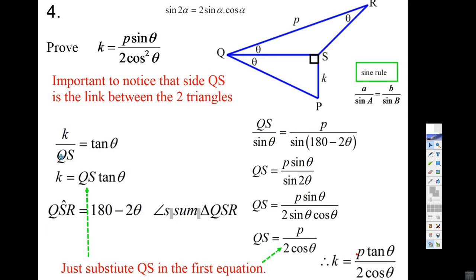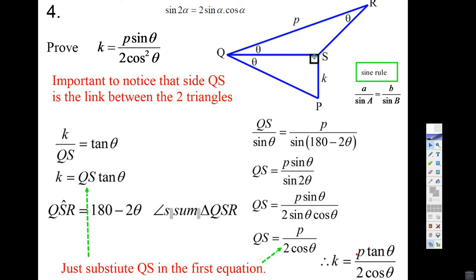We go K over QS is the tangent of theta. It's a right angle triangle. Now we're supposed to figure out what K equals, so let's multiply by QS, and we'll have K equals QS times the tangent of theta. That's our first step, and that's quite a big deal, just being able to do that. Now, we're going to work with QS, and we have to work with P, and somehow there's theta in here, but it's the law of sines we're going to start with.